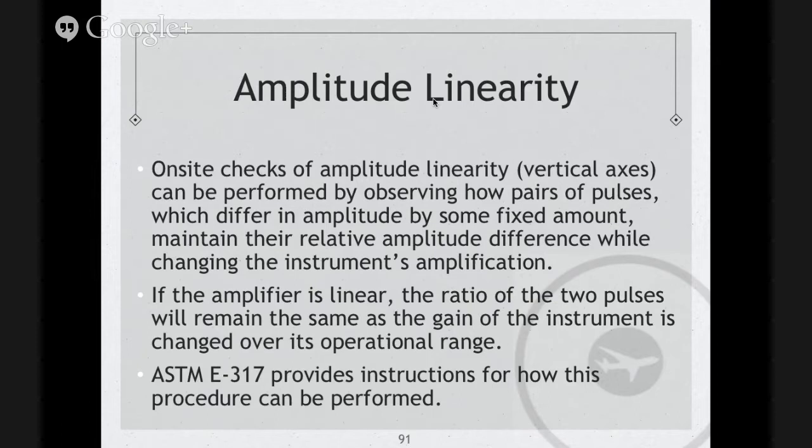On-site checks of amplitude linearity, right, or the vertical axis, can be performed by observing how pairs of pulses, which differ in amplitude by some fixed amount, maintain their relative amplitude difference while changing the instrument's amplification. If the amplifier is linear, the ratio of the two pulses will remain the same as the gain of the instrument is changed over its operational range, right? So if you look at what I'm going to draw here, right?